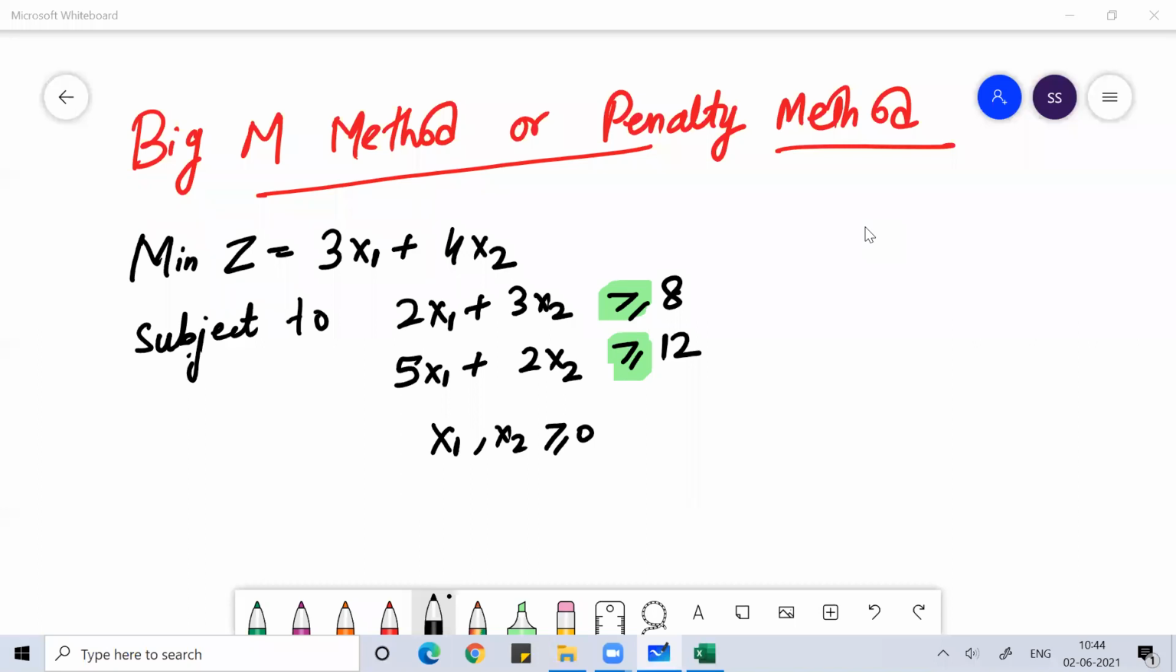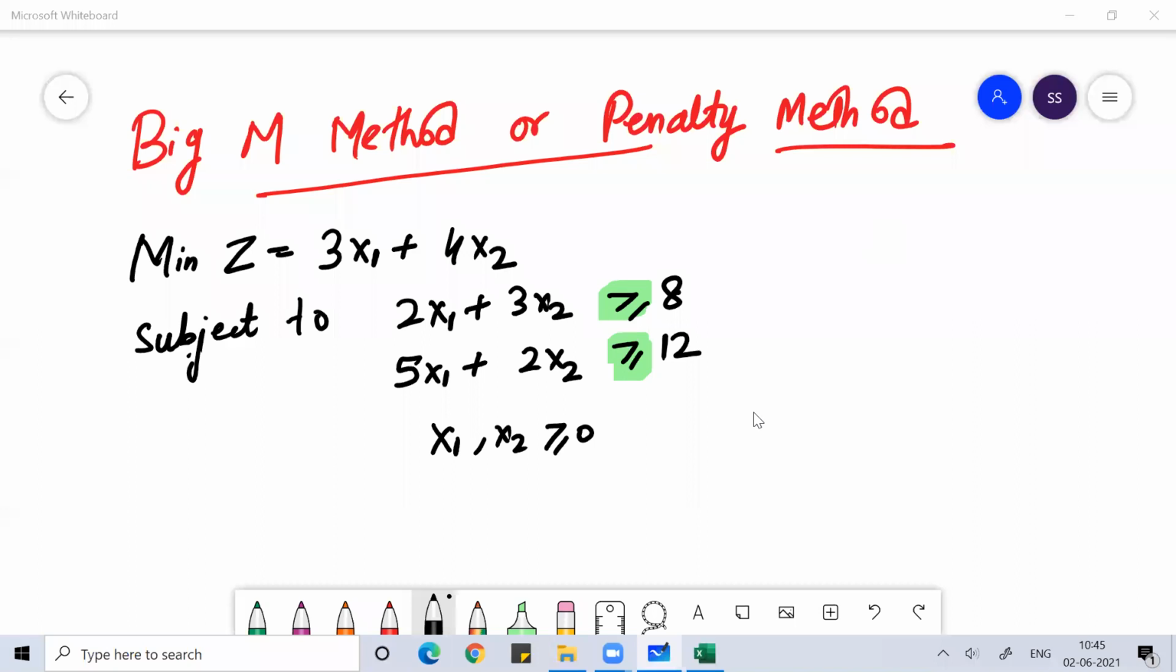Bingham method or penalty method. The reason this method came into the picture is the inequality sign of the constraint. If the inequality sign of the constraint is greater than or equal to, then all such problems are solved through the Bingham method. Before I get into detail about why we call this the Bingham method, just forget that part. We'll come back to that.